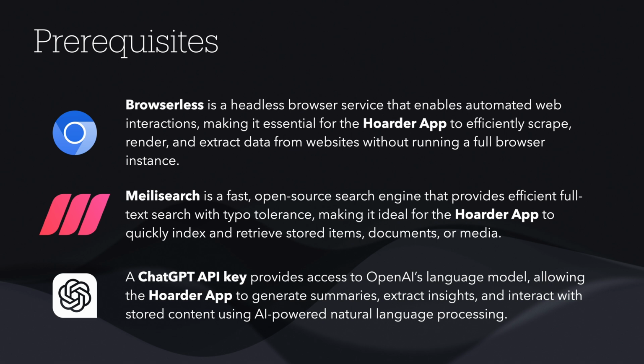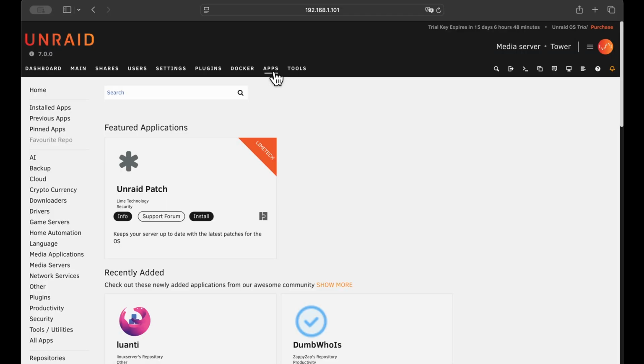The second one is called Meilisearch, which is a search engine which enables Hoarder to have a blazing fast search in the background. So we will get started first installing all prerequisites and getting them together and then installing Hoarder itself. Before we start installing the containers we have as a prerequisite for Hoarder, we need to create a Docker network if we don't have one yet.